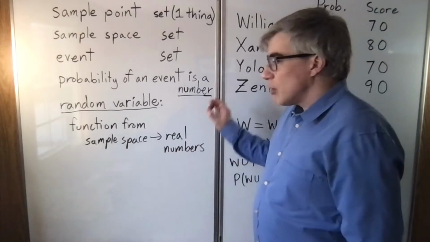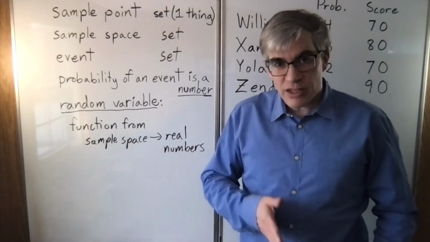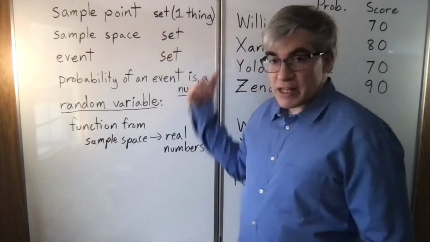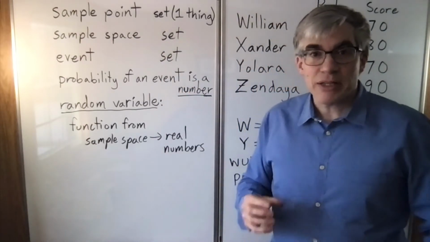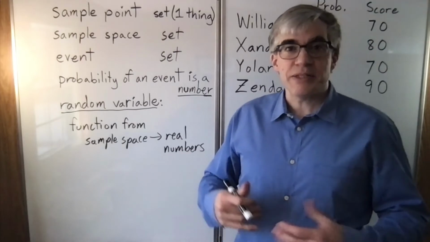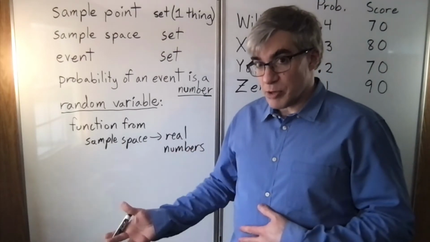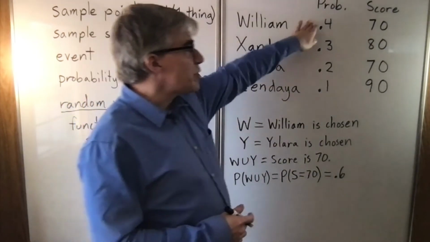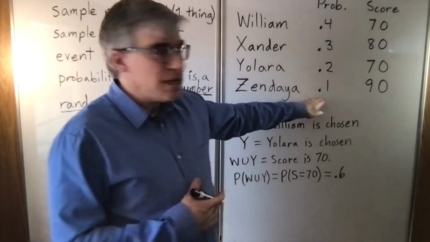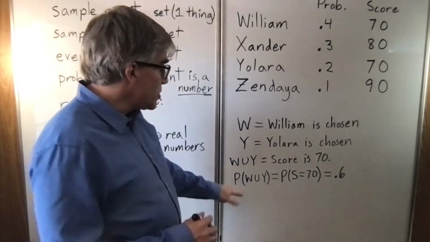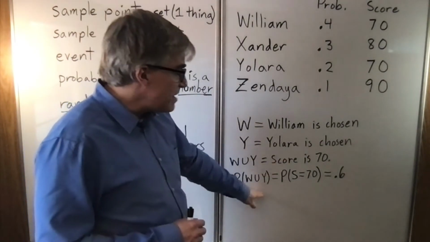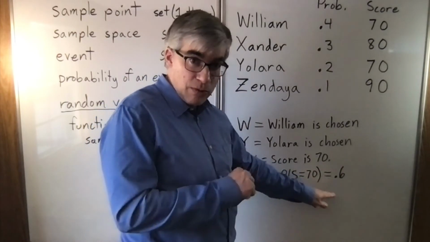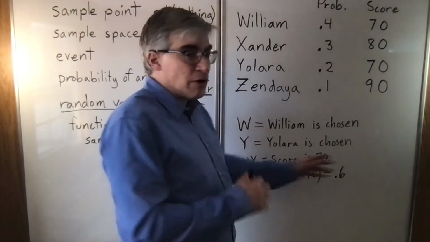And so a random variable has values that can have probabilities linked by the events. So that's how we get to talking about probabilities of values of a random variable. So if I have, for example, 4 people, each with a probability of being chosen, and each with a test score, we can talk about the probability of the event that the random variable has a particular value. That is the event whose probability we calculate.